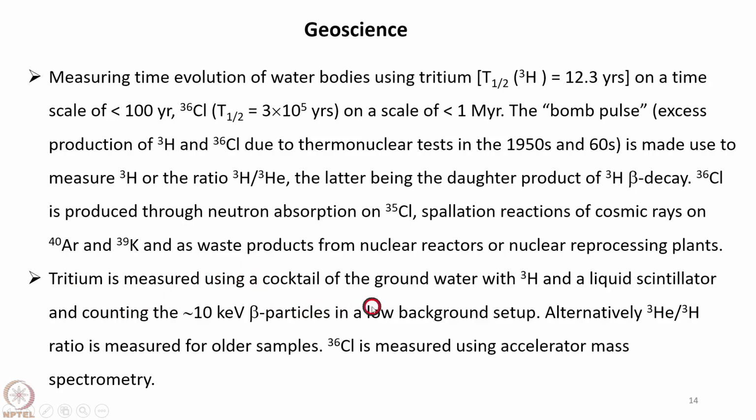Tritium is measured using a cocktail of tritium and liquid scintillator, and counting the very low energy, because the endpoint energy is only 18.5 keV. So you have to count very low energy beta particles in low background setups. Alternatively, this can be measured in older samples, and of course, chlorine-36 has been measured using accelerator mass spectrometry.